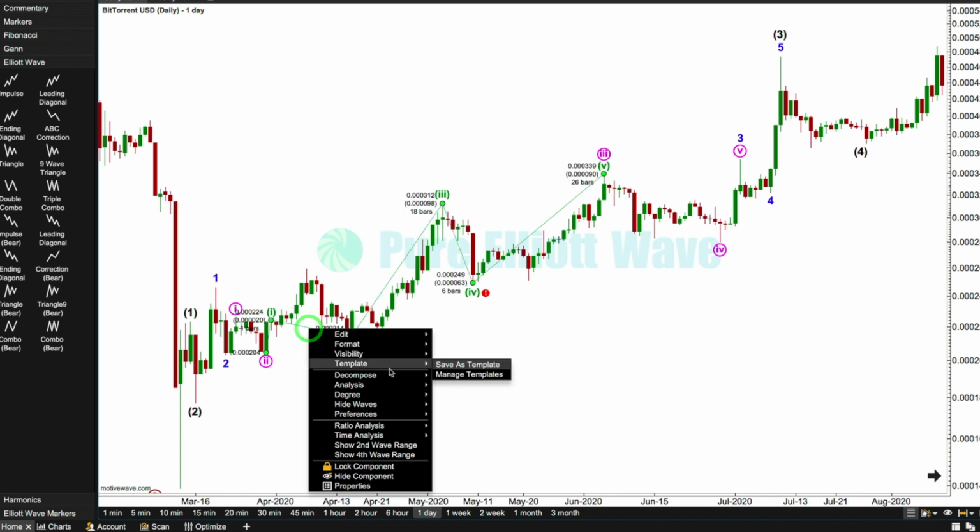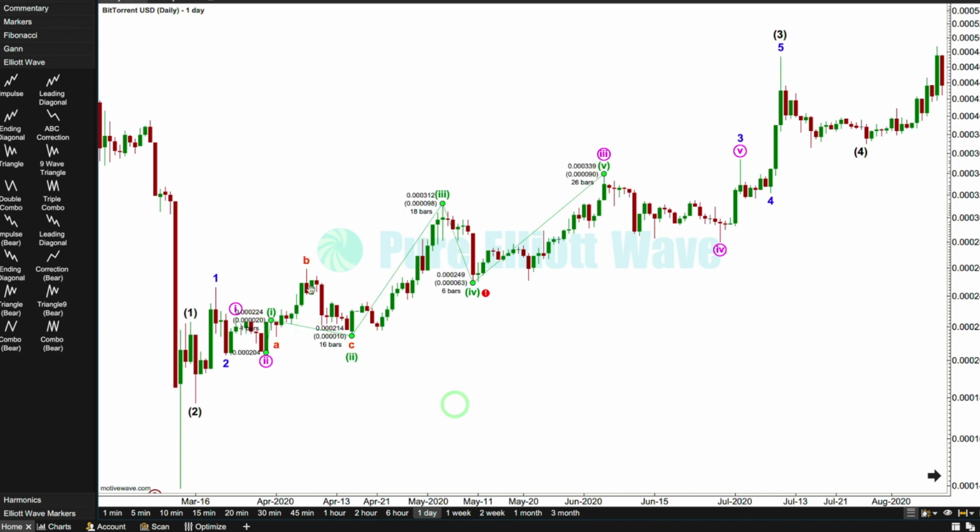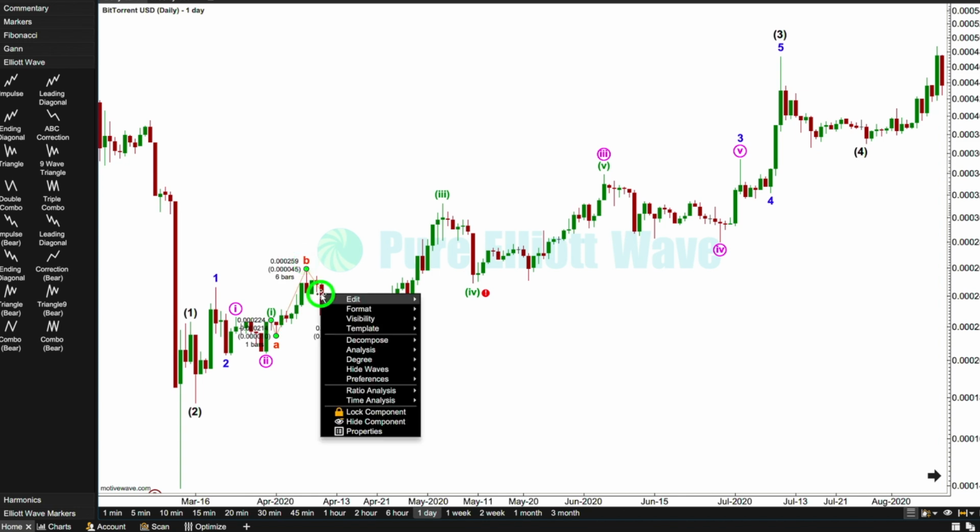So if I tried to do this and C2 is an expanded flat, B is way too long in relation to A, and C and A end at the same level. What's this? 0, 0, 0, 2, 1, 4. Exactly the same, so it's not truncated, so it's an expanded flat, not a running flat.